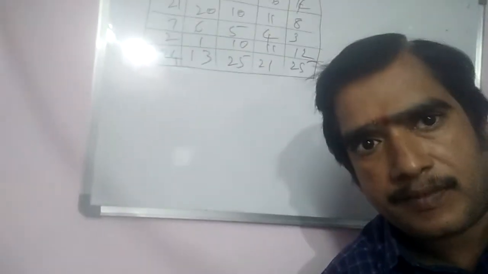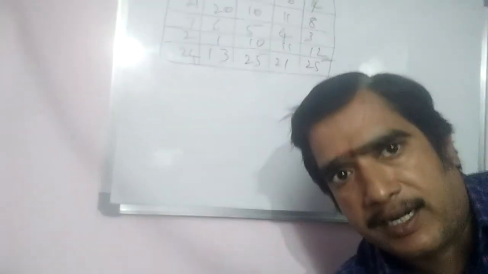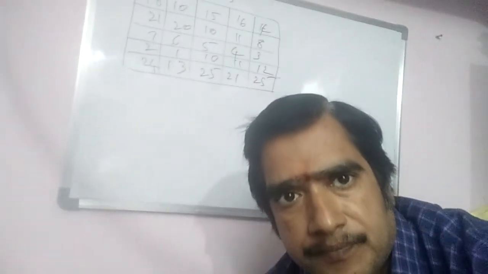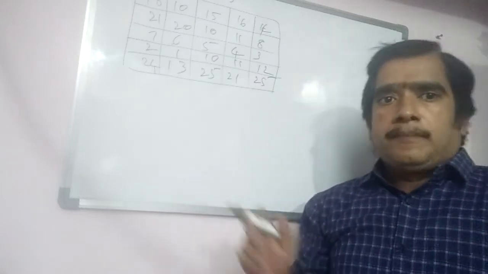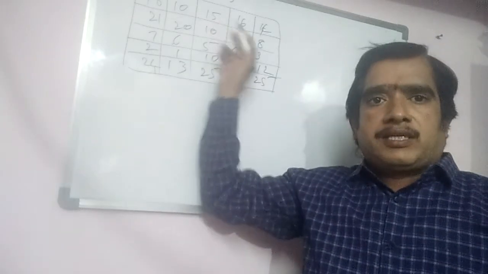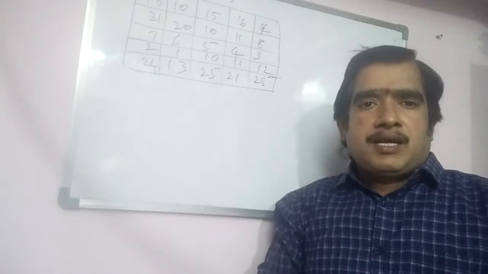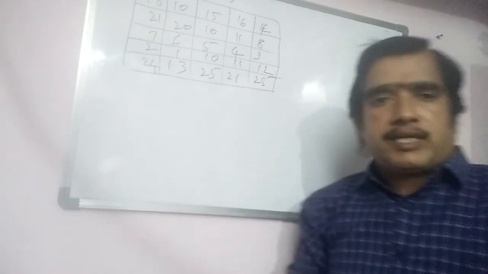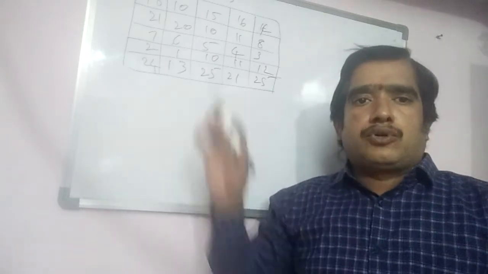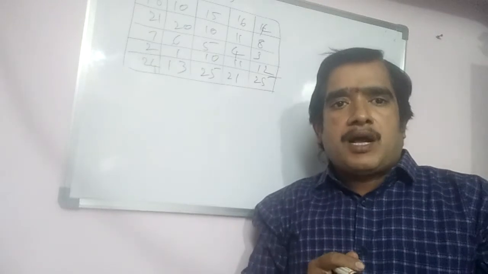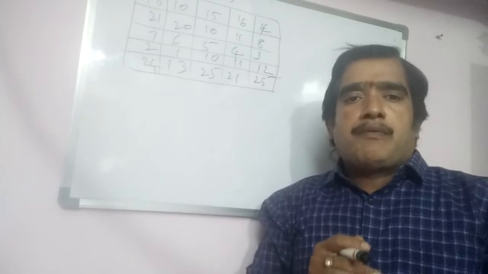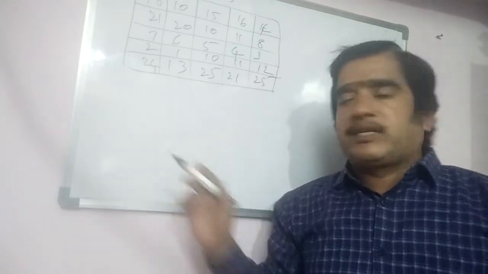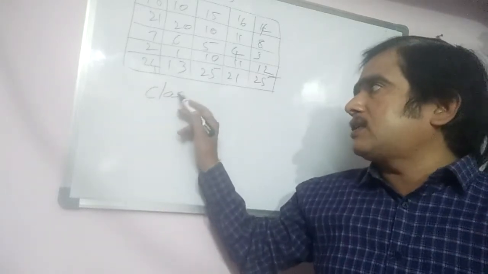Then she wants to prepare groups. This is called data. These questions are given to you in the textbook in exercise 2. So to the given data, how to prepare a frequency distribution table? First we have to select class intervals.